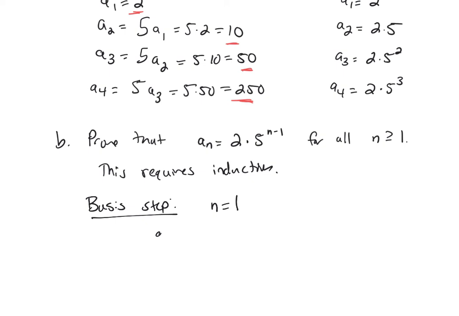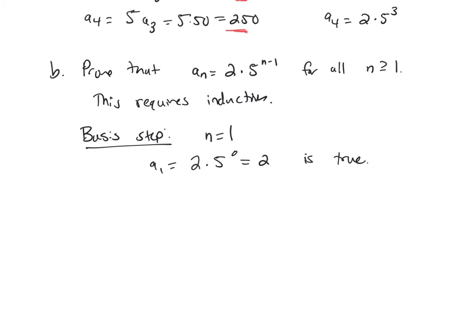So if I plug in n equals 1 into that formula, I get 2 times 5 to the 0th power, which is equal to 2. A1 was equal to 2, so this is true. That means our formula is true for the initial value. So that completes our basis step. Now let's do the inductive step.